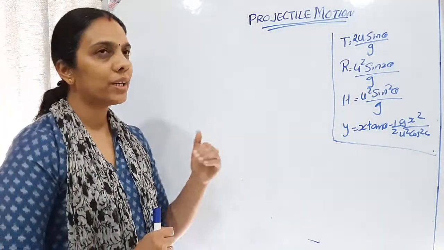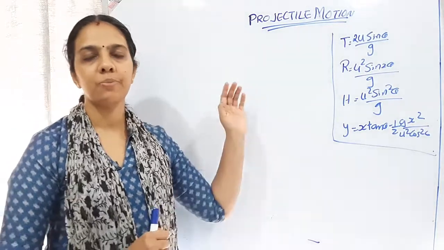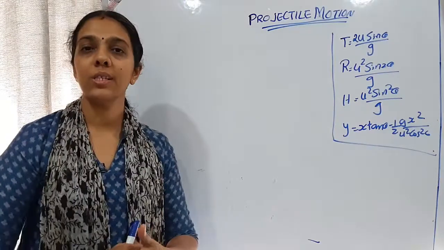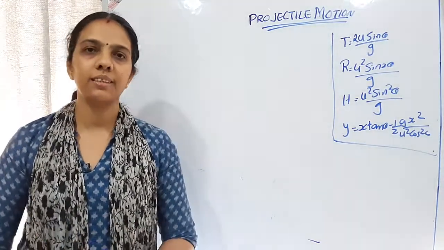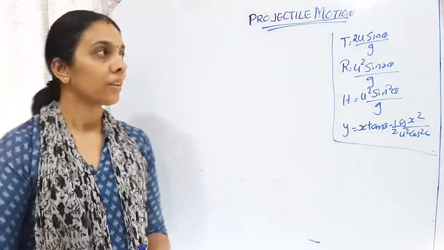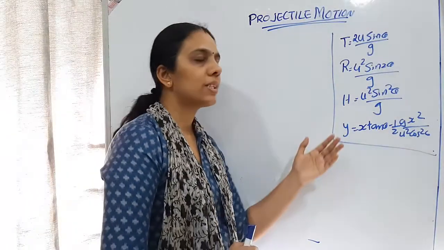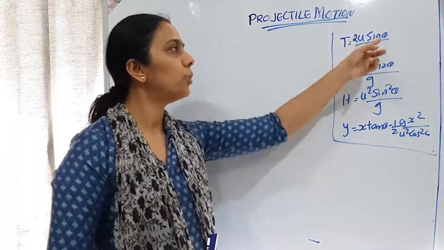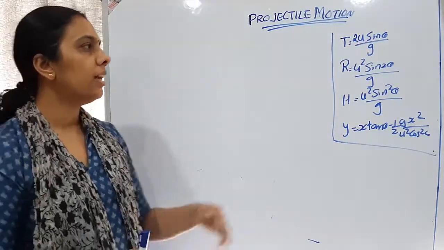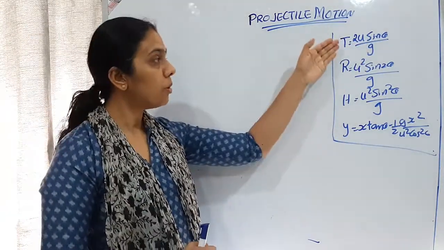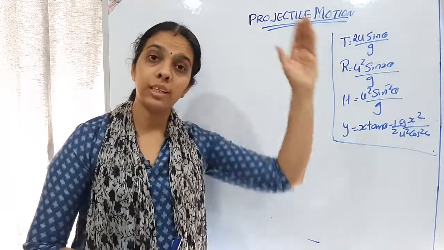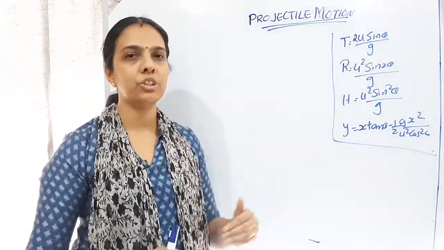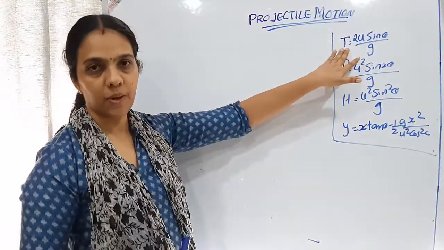Now, only one more video will I be doing on projectile motion, because almost all the questions given in DC Pandey sir's book have been discussed. The important formulas we discussed are the time of flight, T equals 2u sin theta divided by g. In time of flight we consider the total time of flight. If it is the time to the maximum position, we take just half of this value.